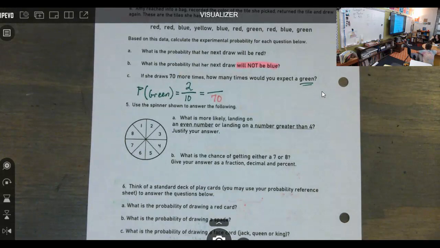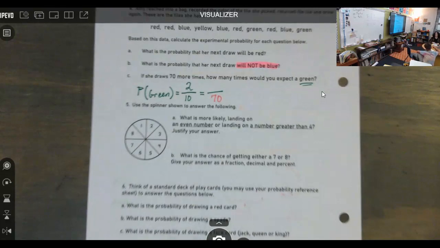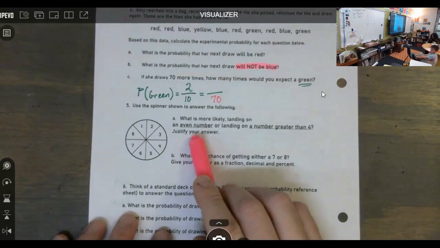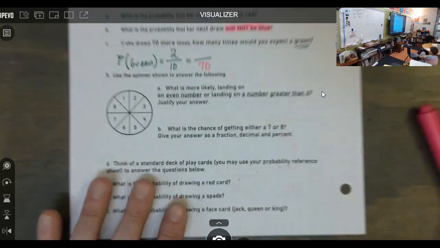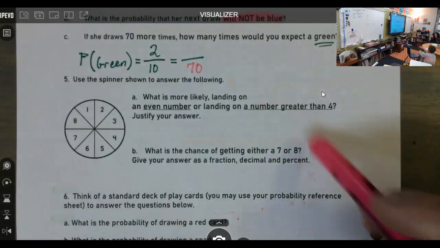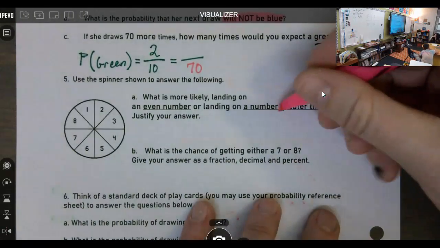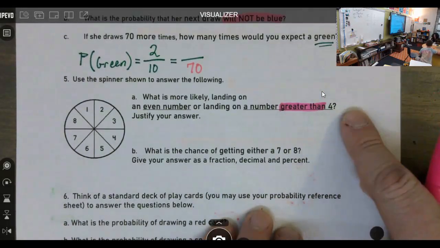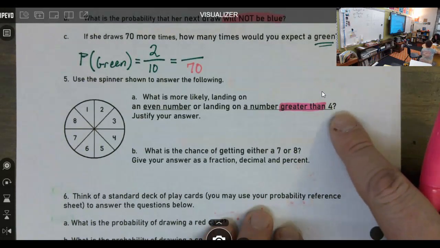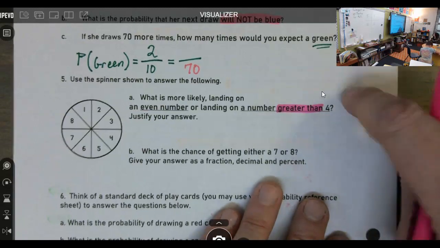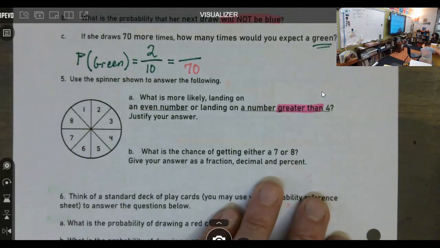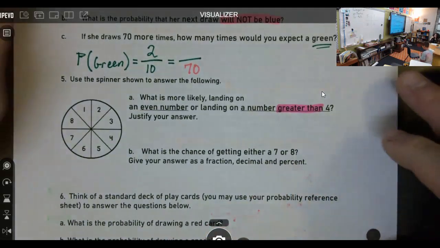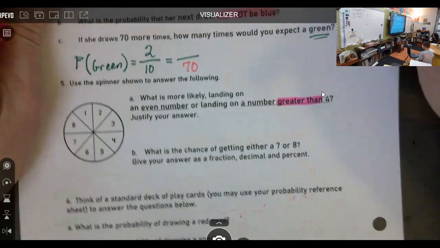This was a fun one, the mistakes that are on here, because I bet some of us are going to facepalm on this one. I'm like, oh, come on, I knew that. Even numbers, I hope I don't have to remind you of. Greater than 4. Hey, guys. To be greater than 4, is 4 greater than 4? No. Greater than 4 is only 5, 6, 7, 8. Who do we appreciate? Some of you probably don't appreciate me right now.